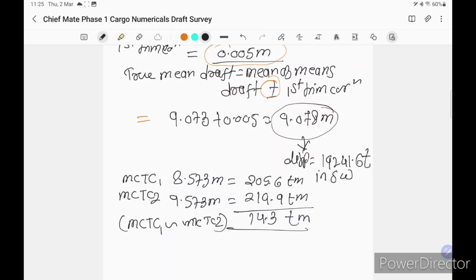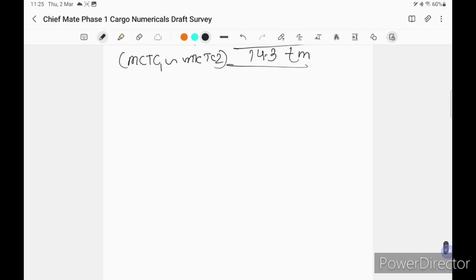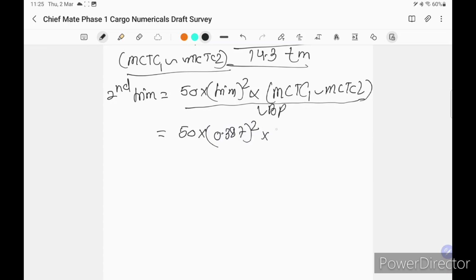Understand this much? Now let's move forward. Now we'll calculate the second trim correction. The second trim correction formula is 50 into trim squared, then the MCTC1 and MCTC2 values we found, and divide by LBP. So put the value in the formula: 50 into 0.387 squared into 14.3 divided by 143.16. So we'll get 0.7 tons.